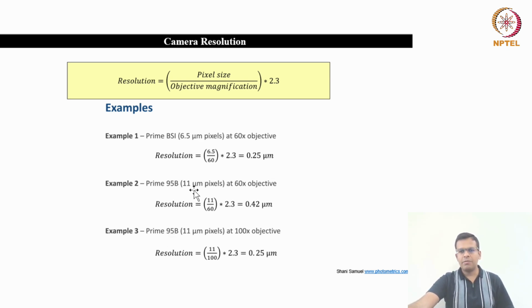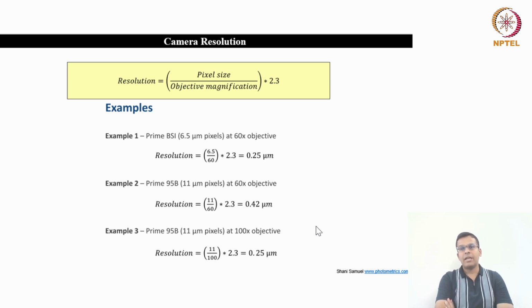But see, this Prime 95B camera has 11 micrometer pixel size, whereas Prime BSI has 6.5 micrometer pixel size. Here you are imaging with a 60x objective, here also a 60x objective, and here you are imaging with a 100x objective. The idea why I am showing you this slide is to give you an idea of how you should select the magnification. Even if your microscope has 60x and 100x objectives, you will not always go for the 100x objective. That's not the case. You will unnecessarily do oversampling if you go for the 100x objective.